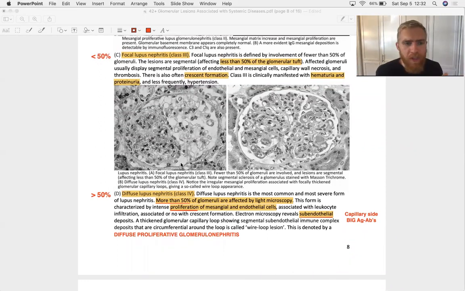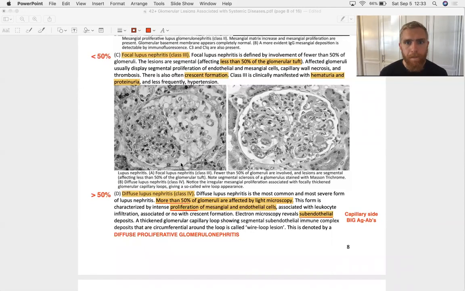The big difference between them is the degree of damage within the glomerular capillaries. In class 3, less than 50% of any given glomerulus is hurt. In class 4, over 50% of total glomeruli are hurt. So that's why we're going to call it focal versus diffuse. Focal means that not all glomeruli are injured. Diffuse means that just about all glomeruli are injured.